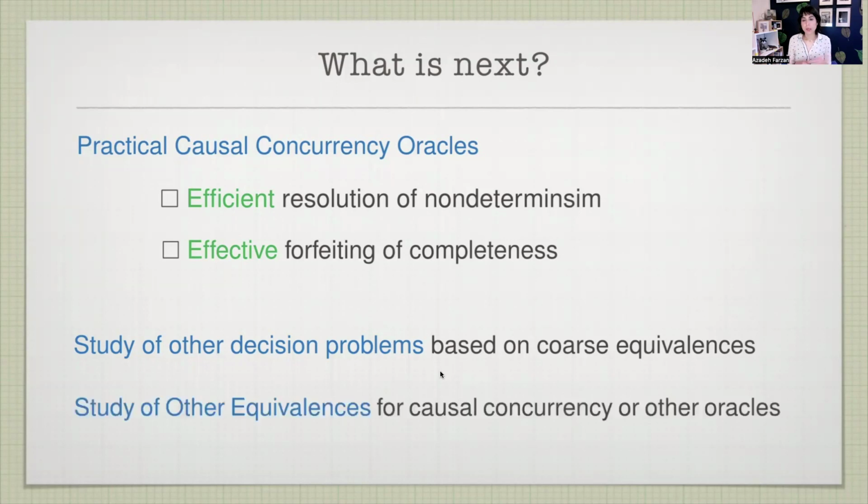But of course, we think that we have put one point down in this spectrum between easy and hard, and there may be opportunities for further relaxation while maintaining good algorithmic properties.